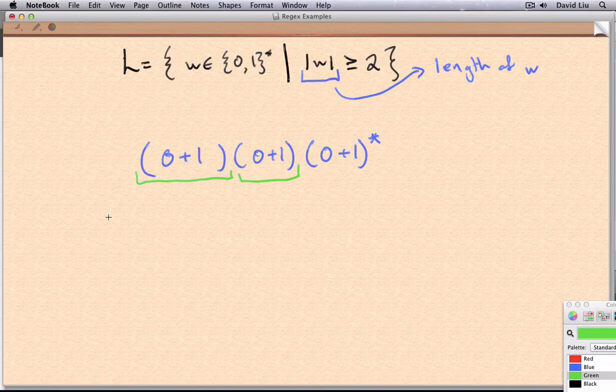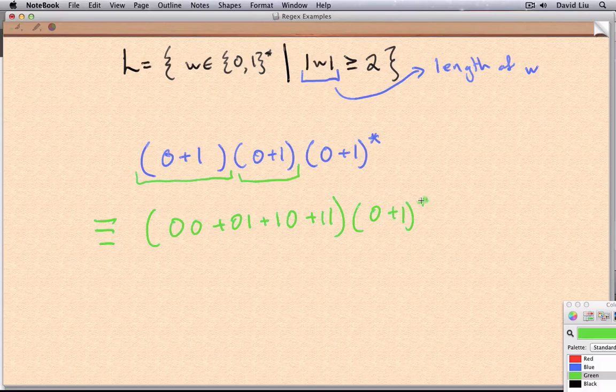This regular expression actually turns out to be equivalent to, I'm going to start with 0, 0, or 0, 1, or 1, 0, or 1, 1, and then follow that with absolutely anything. A more mathematically inclined student would notice that it looks kind of like we distributed in multiplication. This connection with arithmetic is something that I'll talk about a bit in my next video.